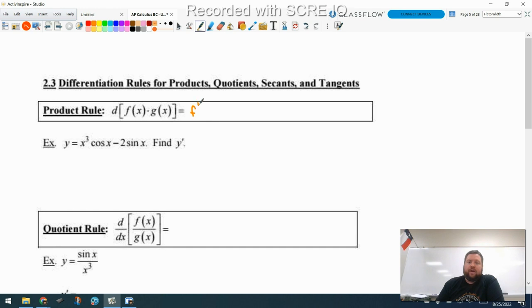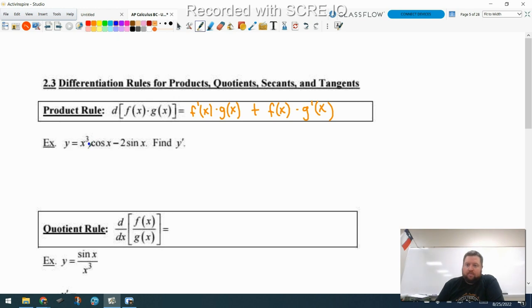Instead, you're going to apply this rule. So you're going to do the derivative of f multiplied by regular g, and then plus regular f multiplied by the derivative of g. All right, so you do the derivative one at a time, and then you multiply by the non-derivative of the other function, and then that's it. Okay, so let's do an example.